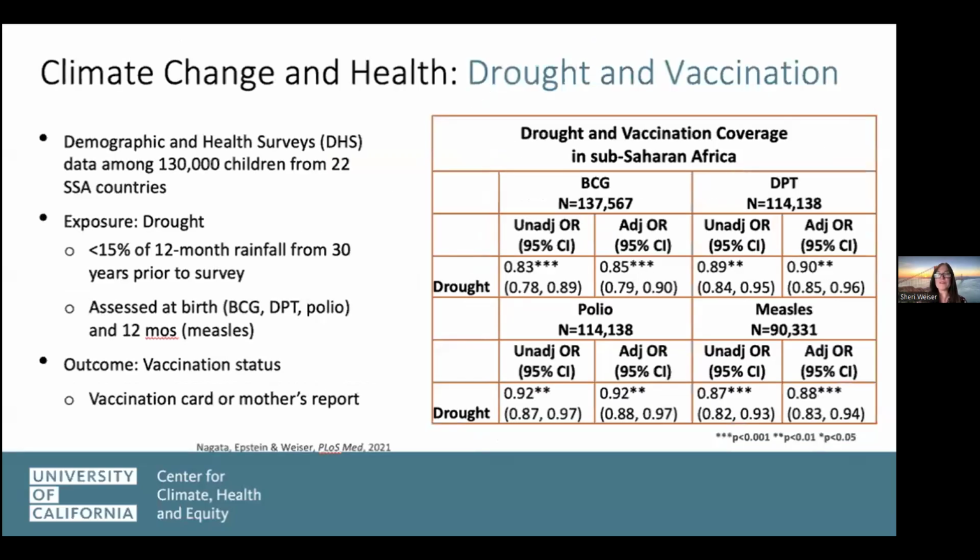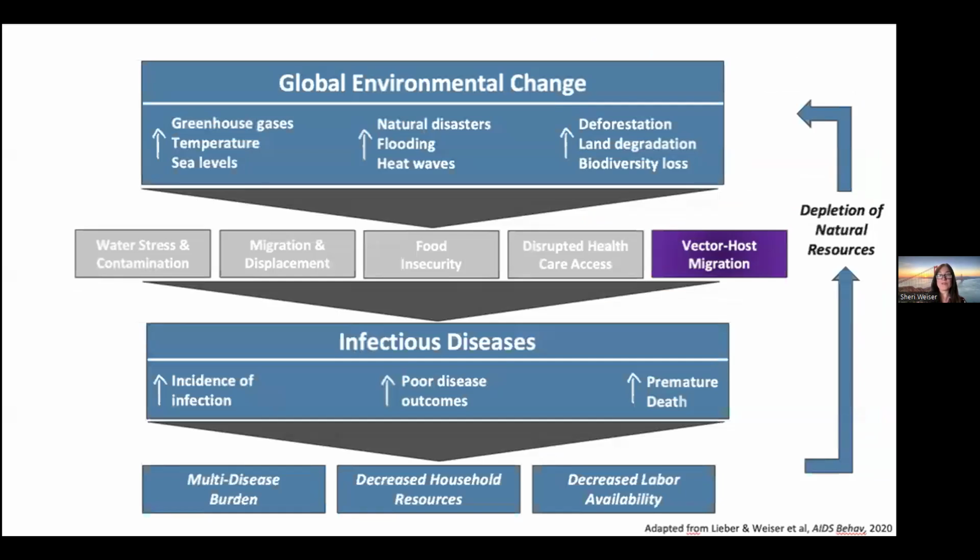Finally, as an example of disrupted healthcare access, Jason Nagata on our team used DHS data to look at the association between drought in the previous year and child vaccination coverage among 130,000 children born in 22 sub-Saharan African countries. And we found that drought was associated with lower odds of completion of 4 different childhood vaccinations, so BCG, DPT, polio, and measles, certainly an important pathway towards increased spread of those infections.